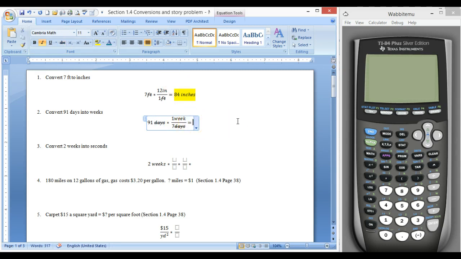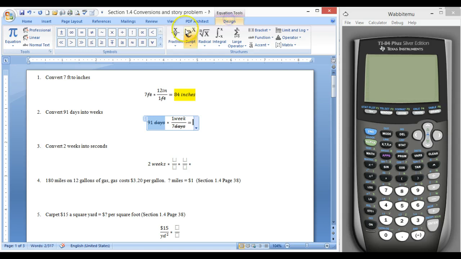So now I need to simplify those numbers. 91 times, now 91 doesn't have a denominator. I could fix that by making it into a fraction and placing it over a 1, because anything over a 1 keeps its value. So now I know I have 91 times 1 week. So I'm going to add my next fraction.